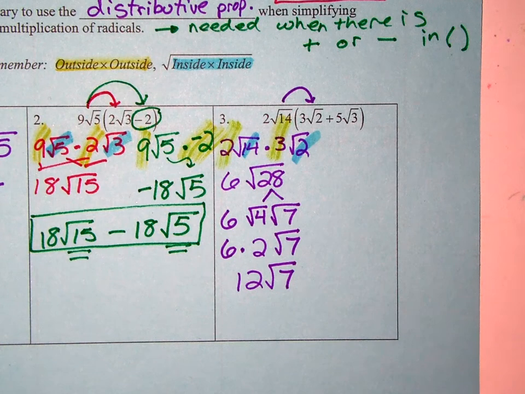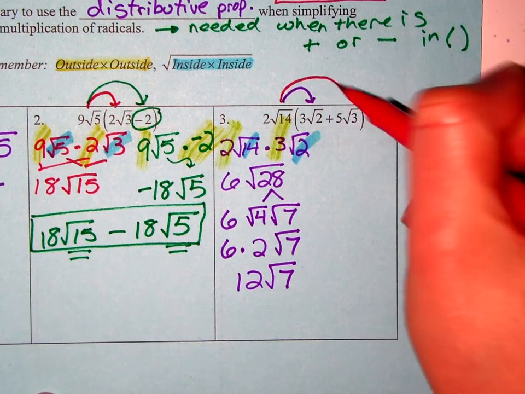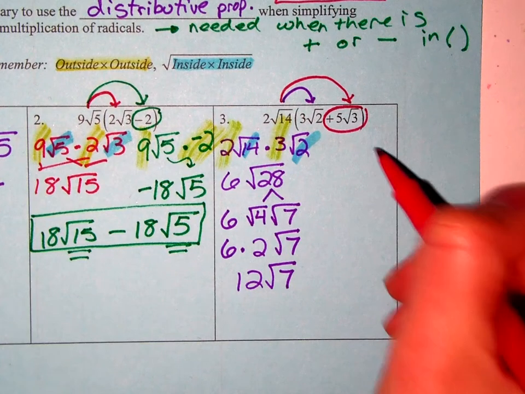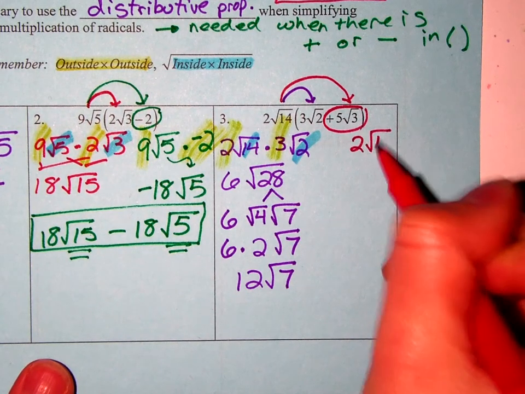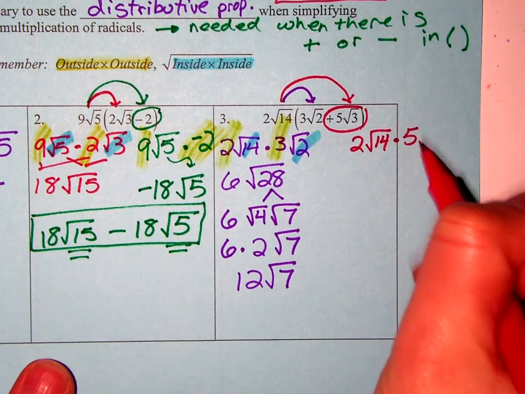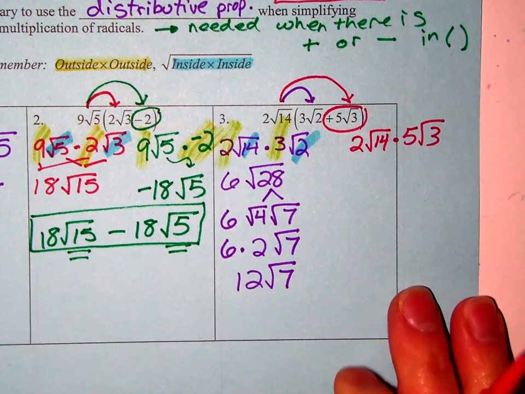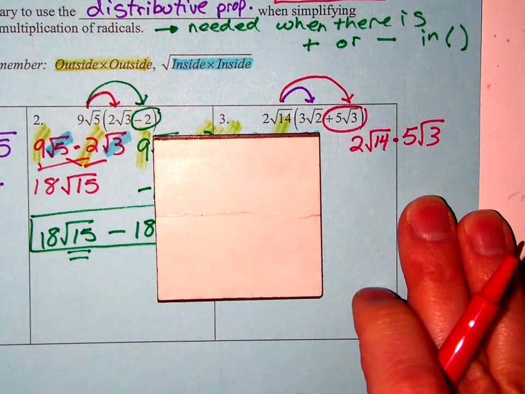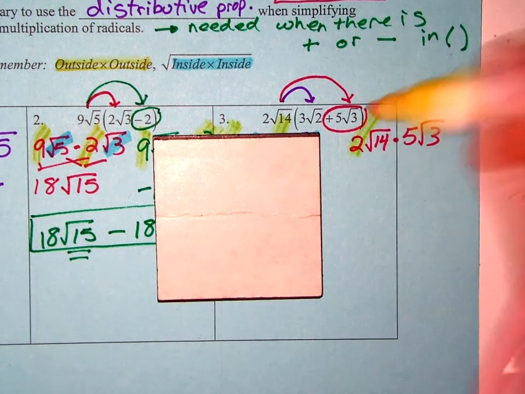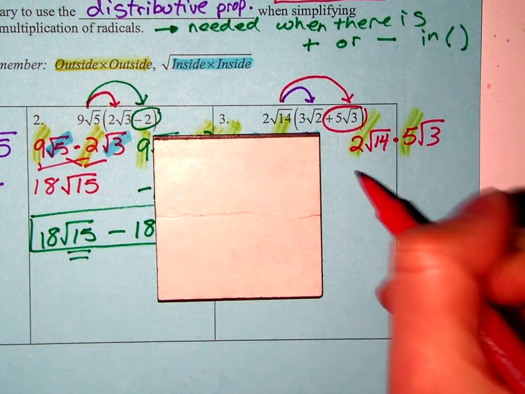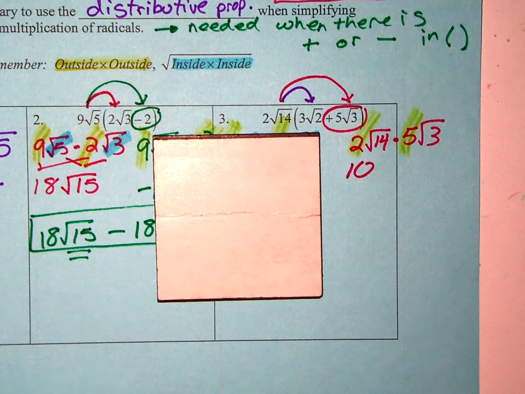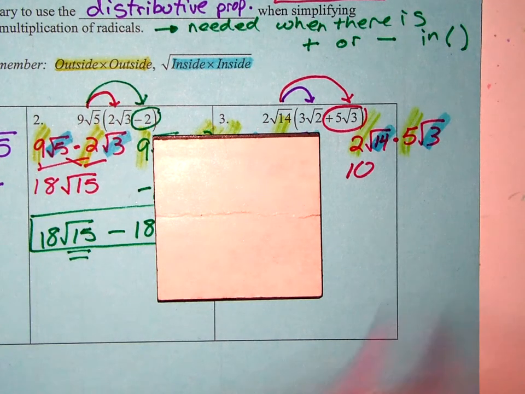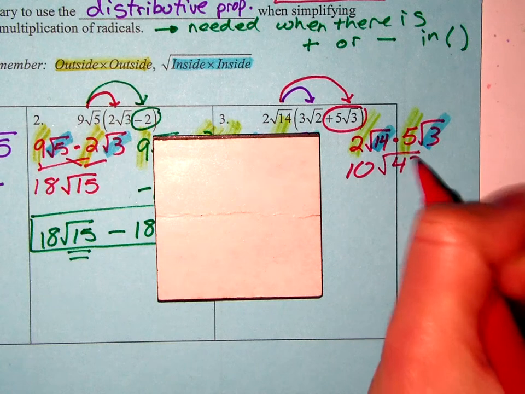So for the second piece, we're going to do 2 root 14 times positive 5 root 3. So 2 root 14 times 5 root 3. Again, I can completely ignore this side because it doesn't matter anymore. This is the only problem that I'm working on. So we're going to take our outside numbers and multiply them together. 2 times 5 is 10. Then we're going to take our inside numbers and multiply those together. So 14 times 3, which is the square root of 42.